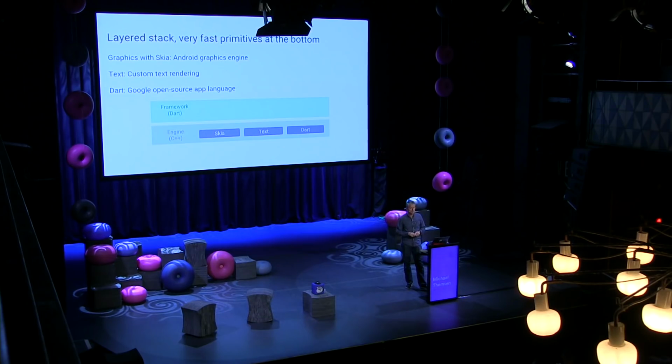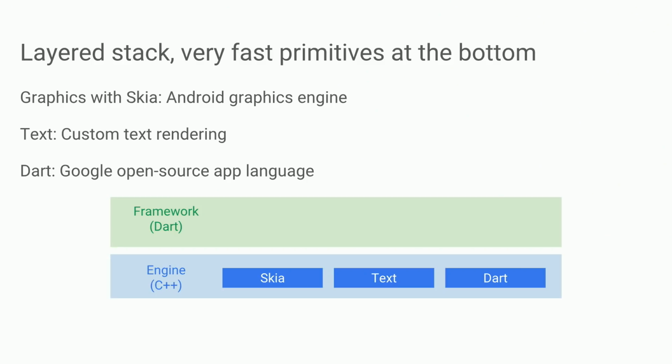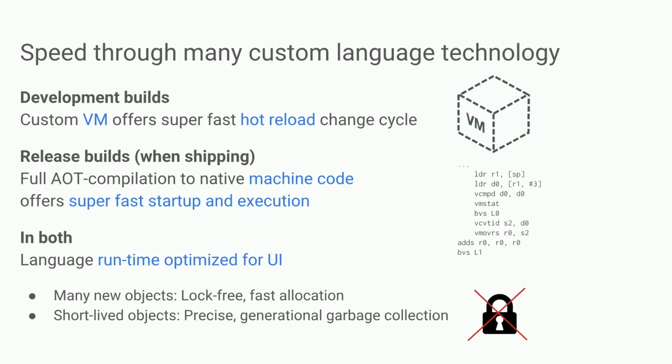Okay, I promised I would get back to the bottom, because this is how we get speed. The bottom is written in C++, but we've not written very much of this. We reuse Skia, which is a super well-proven rendering engine, using its OpenGL backend. This is the same thing Android uses, for example. We reused some learnings for text rendering from the Chrome team. And then we use the Dart language, which is a language you may or may not know. It doesn't have a ton of adoption. But it does have some really, really cool technology.